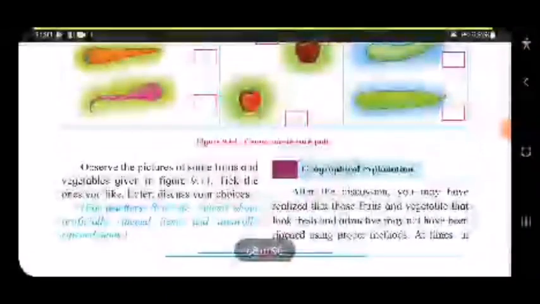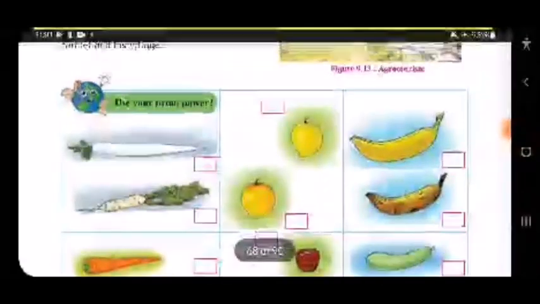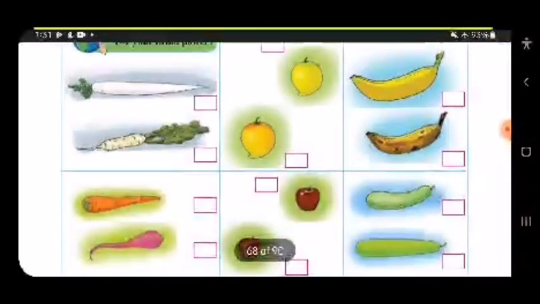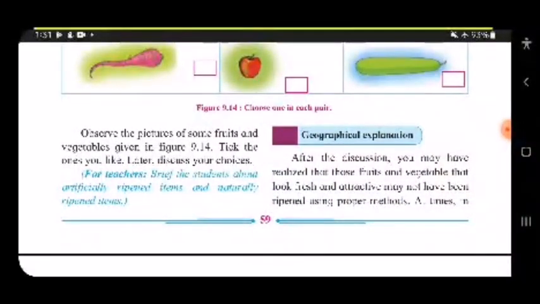After the discussion, you may have realized that those fruits and vegetables that look fresh and attractive may not have been ripened using proper methods. Now, you can see over here, there are certain fruits and vegetables. In the picture, you can see some fruits are fresh and some are stale, right? Some have ripened a lot, some have become stale.